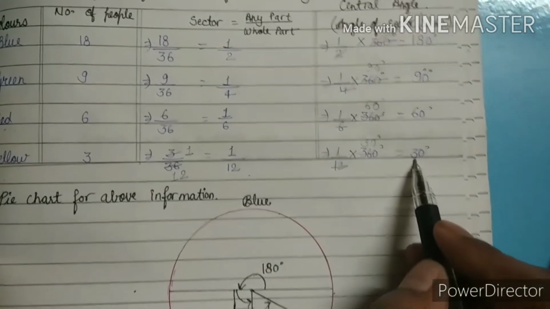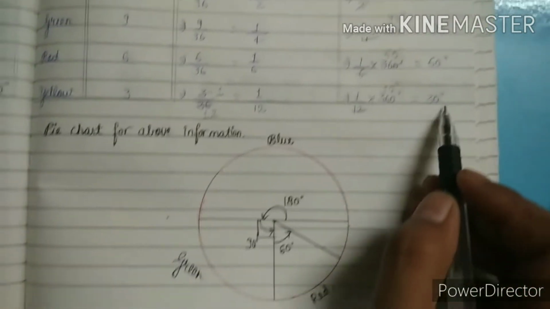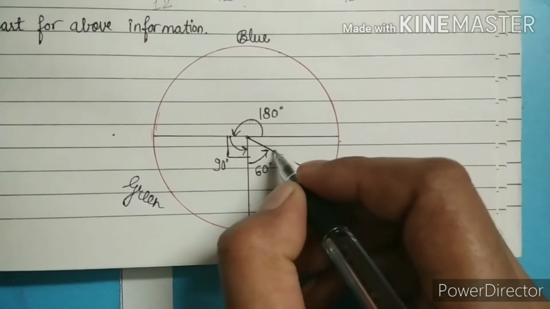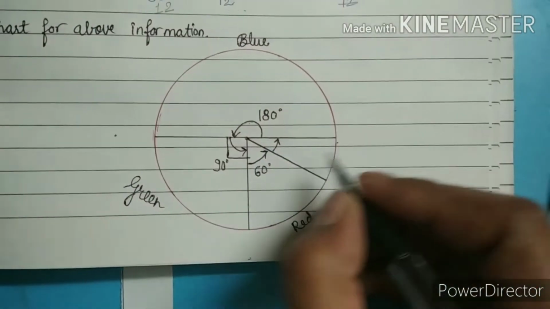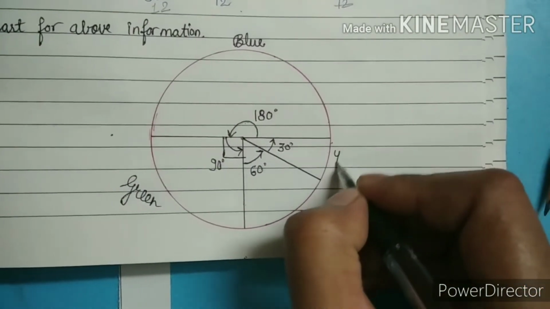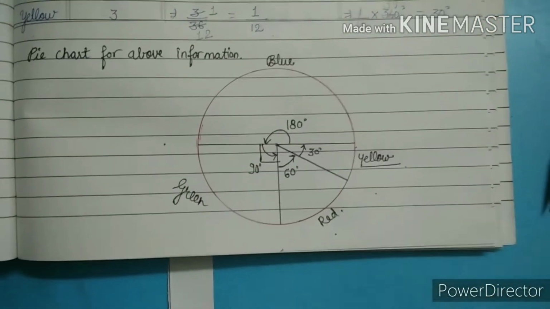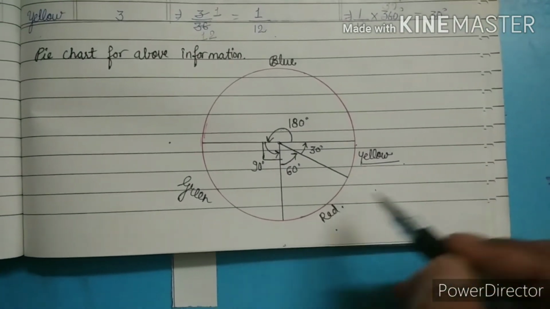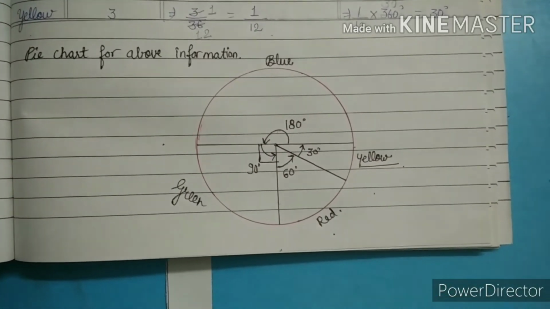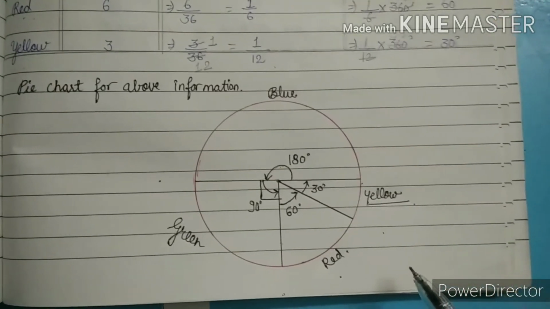The last is yellow, having the angle of 30 degree. This is the last, so there is no need to draw it, because the remaining part will show the last. Okay, 30 degree, and its name is yellow color. So here we completed all the things that the question asks us: to draw the pie chart for preferred color. So here we completed question number 3.